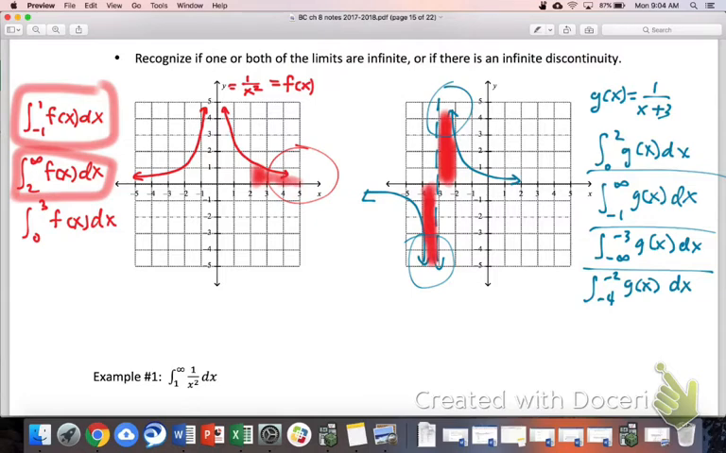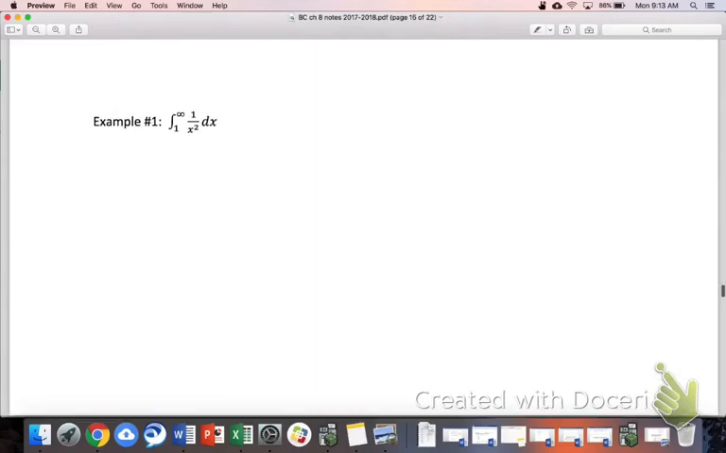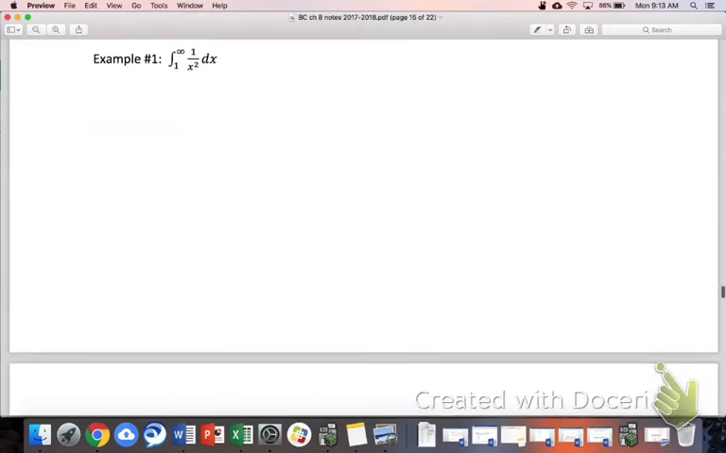Okay, fair enough. Well, let's do a couple of examples. Let's take a look at, let me make sure, yes, this is what I wanted to do. Let's go number one. Example number one, integral from 1 to infinity of 1 over x squared.